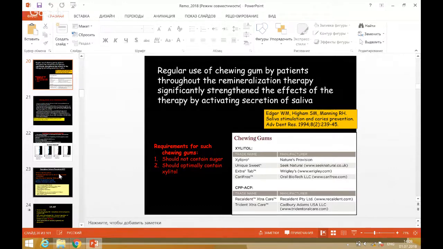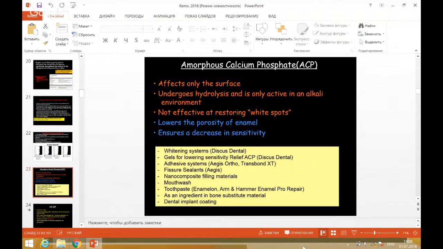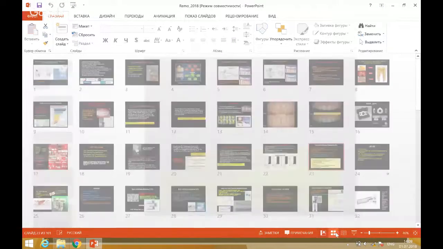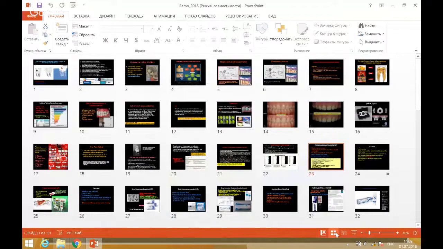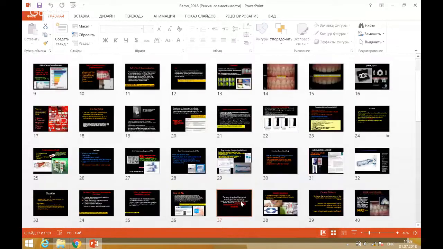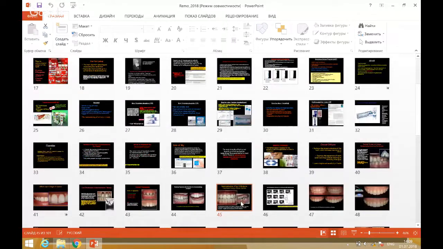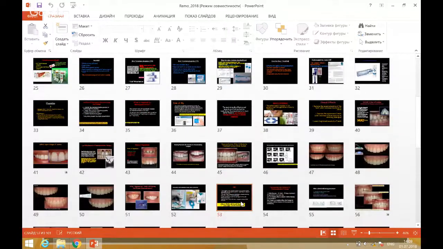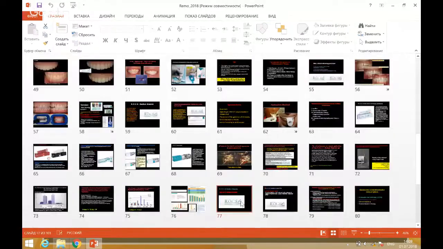Now we have many gels with 5,000 ppm of fluoride, and we use just two applications, 1 day and a second day, 2 days of application for 30 minutes. Some gel with fluoride hyper concentration is enough.